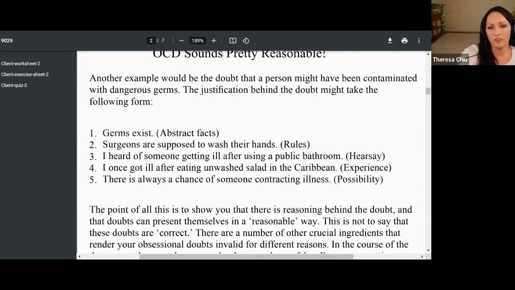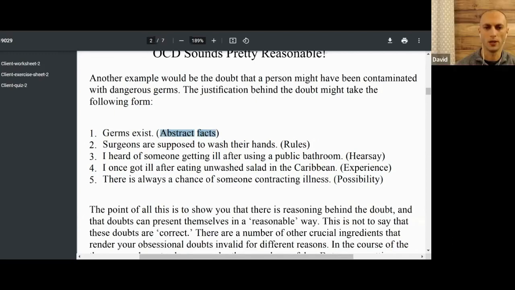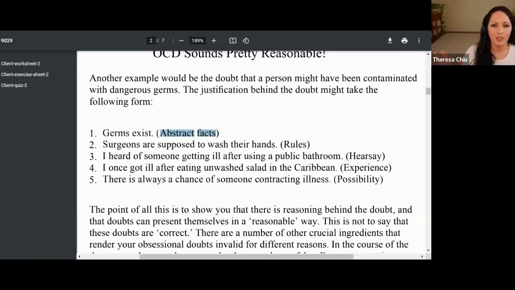I want to go ahead and point out a little bit here where abstract facts, these are just kind of like, germs exist. It's just abstract, like this floating idea. The rules are the shoulds. Hearsay is the stories we've heard. Experience is your personal experience. And OCD loves this one, the good old "it's possible."